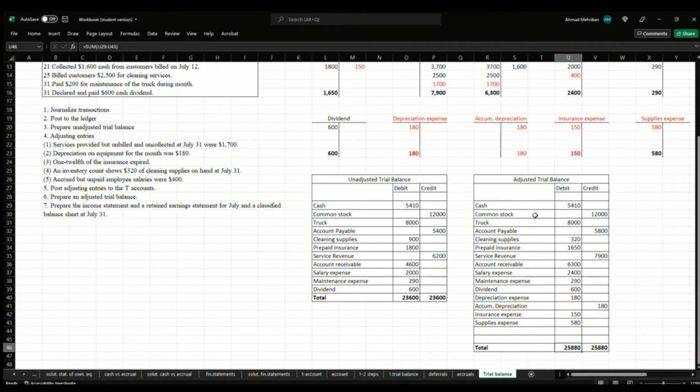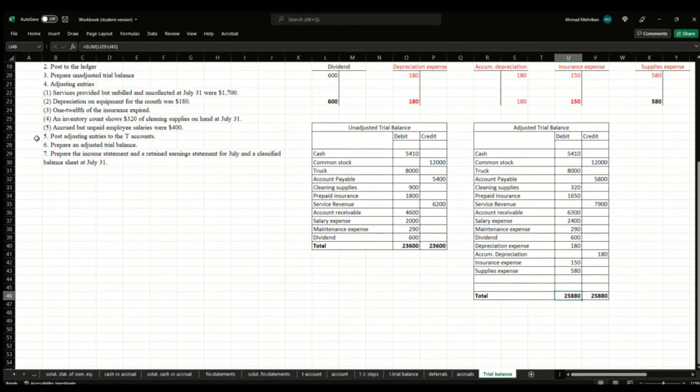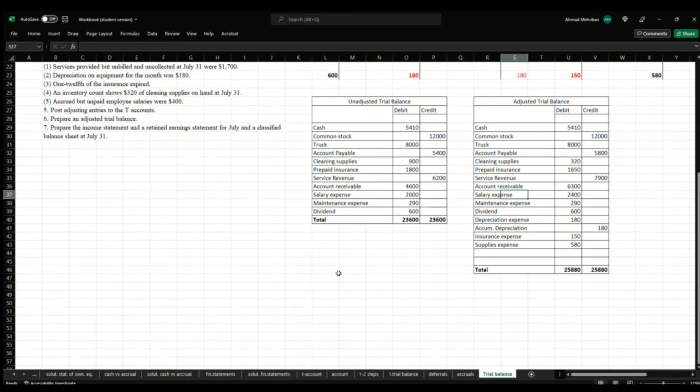So that's basically it. Now we can see that we have finished up to step 6. The only thing left is to prepare the income statement using the last adjusted trial balance that we've prepared, and we can now prepare the income statement. Now the income statement is the report that includes accounts like revenue and expenses, and we're going to take those into account and include them in our income statement.